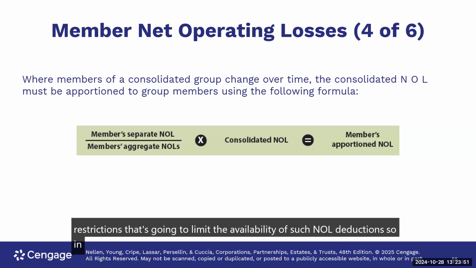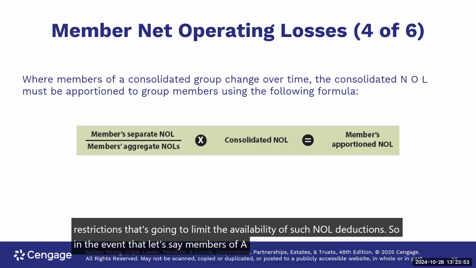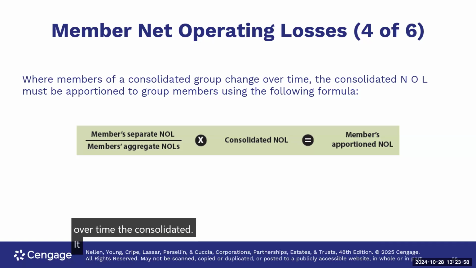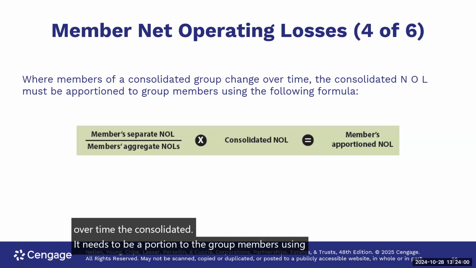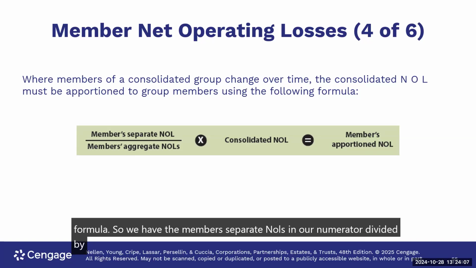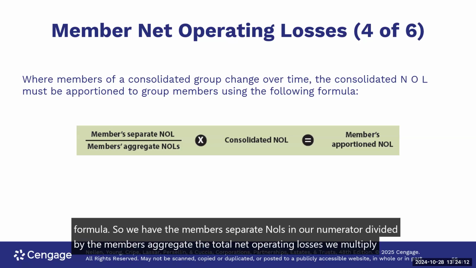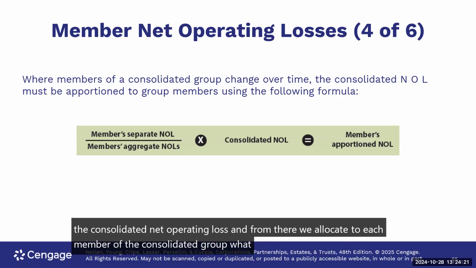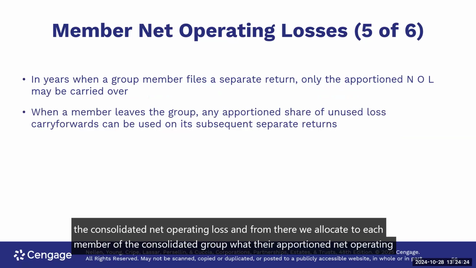In the event that members of a consolidated group change over time, the consolidated NOL needs to be apportioned to the group members using the following formula. We have the member's separate NOL in the numerator, divided by the members' aggregate total net operating losses, and we multiply it by the consolidated net operating loss. From there, we allocate to each member of the consolidated group their apportioned net operating loss.